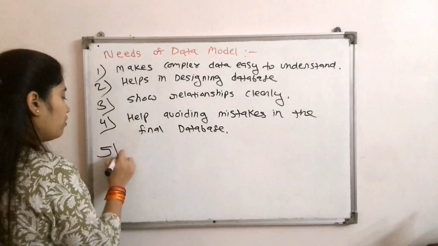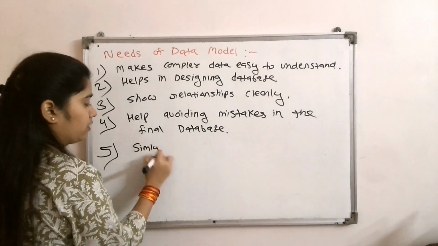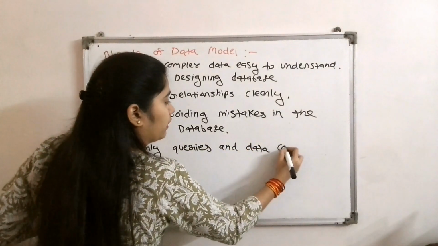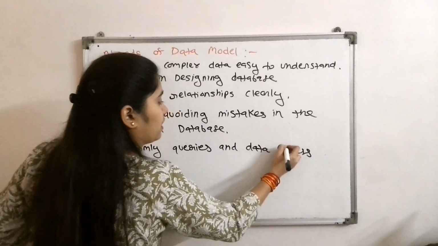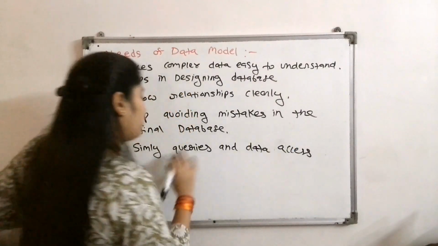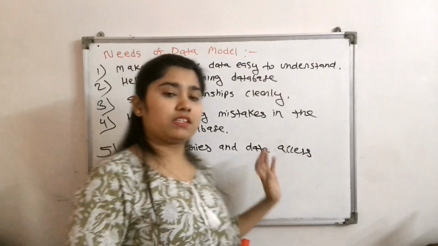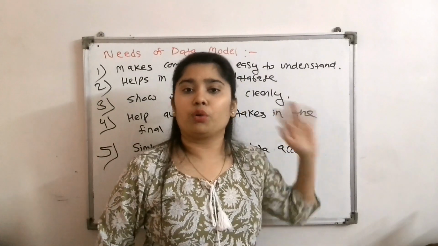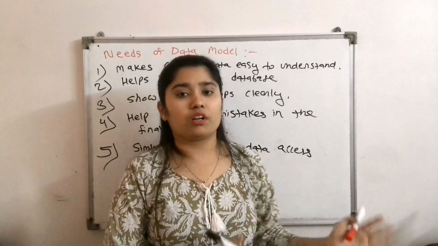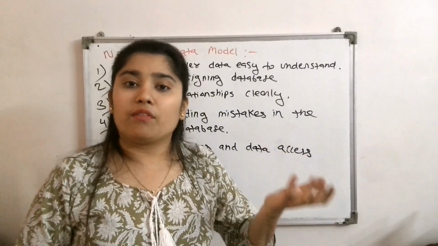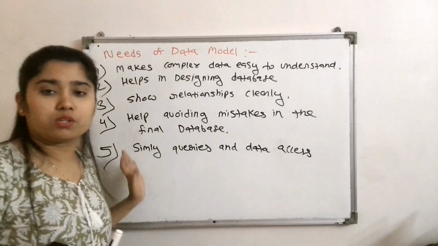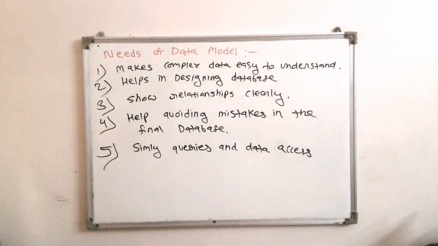Then the fifth is simple queries and data access. With the help of the data model, we have simple queries, and we can simply access the data. I have taught you in every example how we can take the data, whether in the tree-like structure or in the relational model, how we can see whatever data we need easily. I hope you are clear with the needs also. If you want to take the screenshot, take it now.